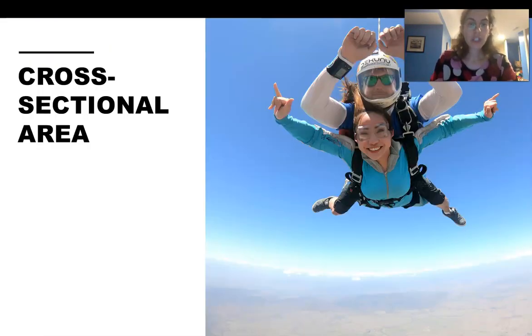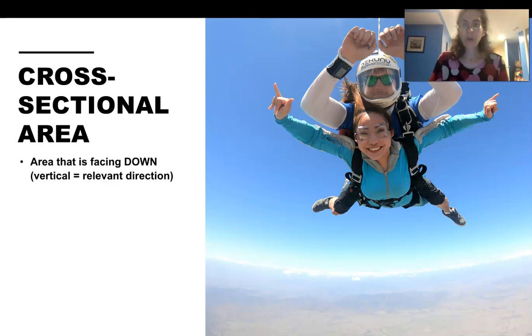Now, cross-sectional area isn't surface area per se. The surface area of this marker would be a sort of rectangle here and a circle here and another circle there. What we want is the cross-sectional area, namely the area that's facing the relevant direction. If you were a car, whoosh, the relevant direction would be horizontal.